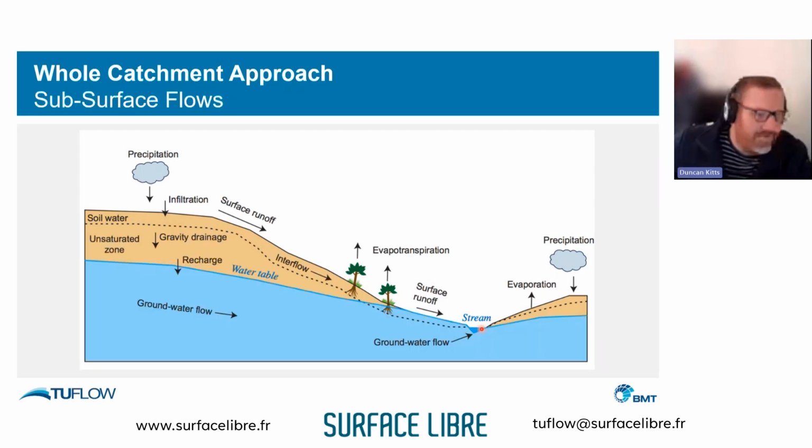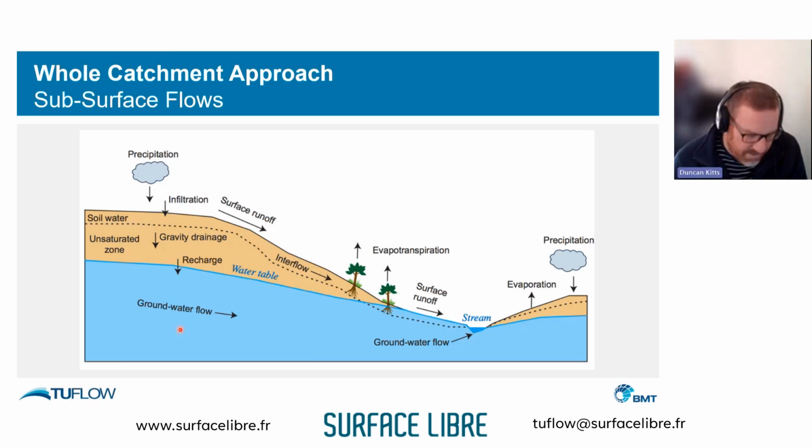However, there's a whole host of subsurface processes that we aren't representing. We get infiltration, but that infiltrated flow doesn't just sit there in the soil water. It moves in a horizontal sense through what we call interflow. It can move further in a vertical sense through drainage and recharge into the groundwater zone, and we can have groundwater flow as well. These components are typically ignored by direct rainfall modeling.